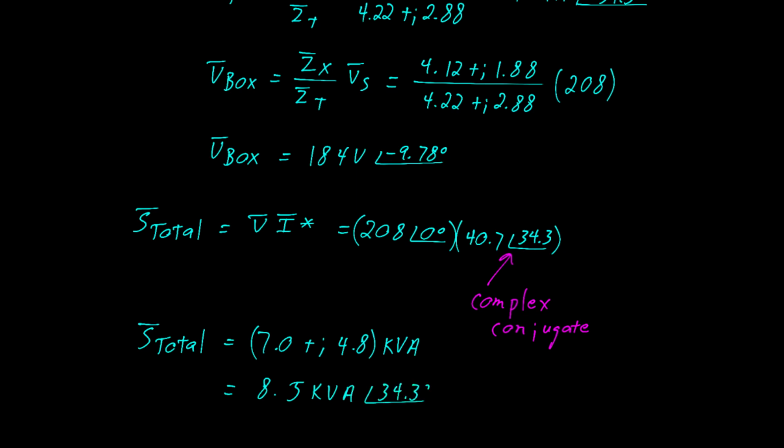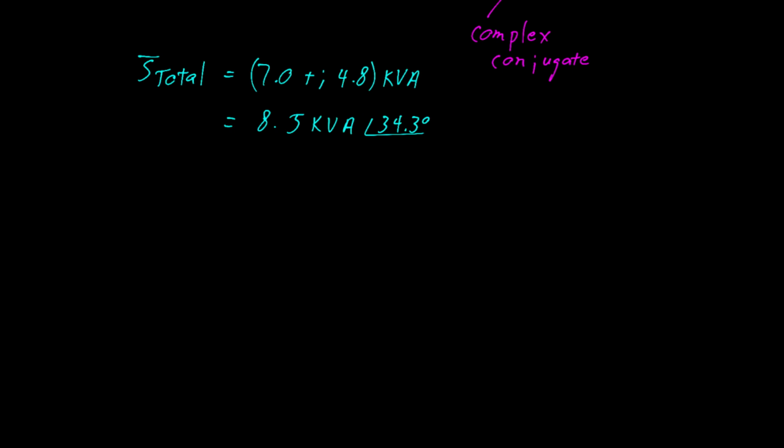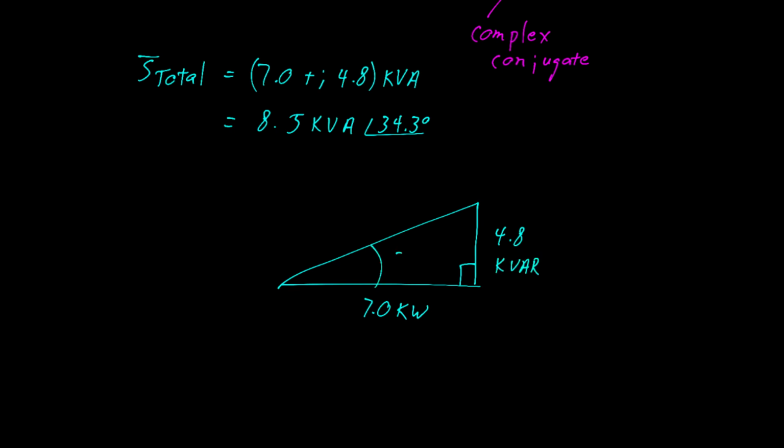Personally, I find it useful to put the power triangle into these problems. Here we have 7 kilowatts as real power, 5 kVAR as reactive power. The angle is 34 degrees, and then the hypotenuse here is volt amps, and that's 8.5 kVA.